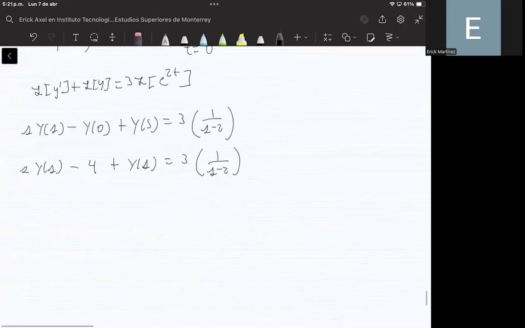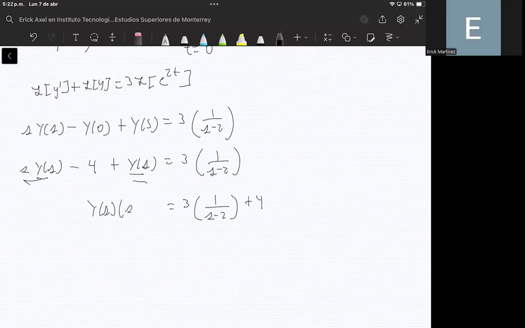Okay? Now, we need to solve the differential equation for y. That is the variable that we are studying, the variable that is changing with time. So what we can do is say, okay, we have 3 times 1 over s minus 2. I can move the minus 4 to the other side. We have 4. And we can factor these two terms as follows. We have y of s times s plus 1.